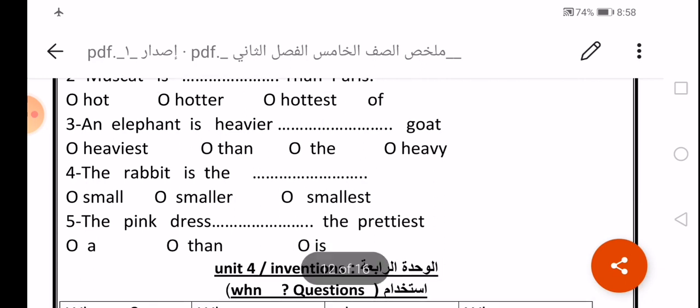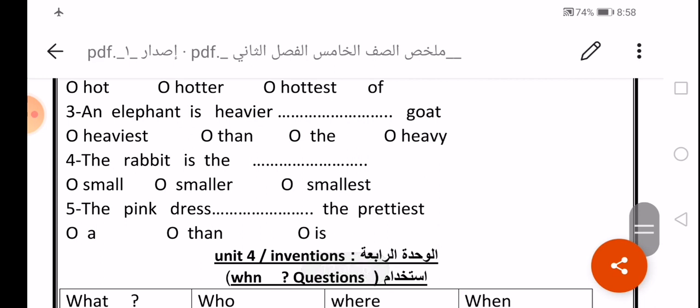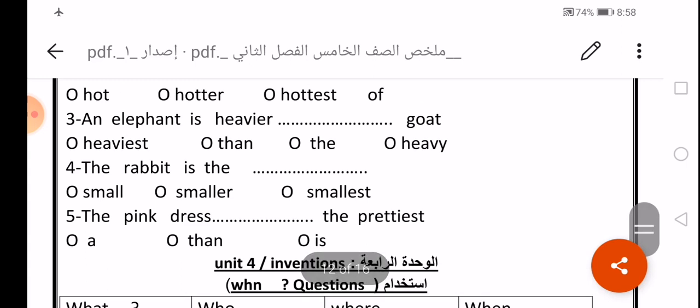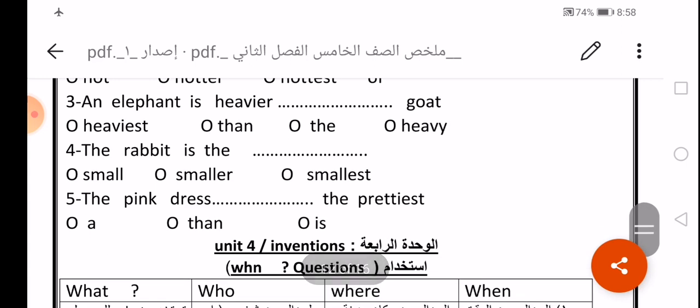Four. The rabbit is, here there are no two things to compare. That means it's going to be the smallest. The smallest. Yes. The last one. The pink dress is a, or than, or is the prettiest. The prettiest. Excellent.